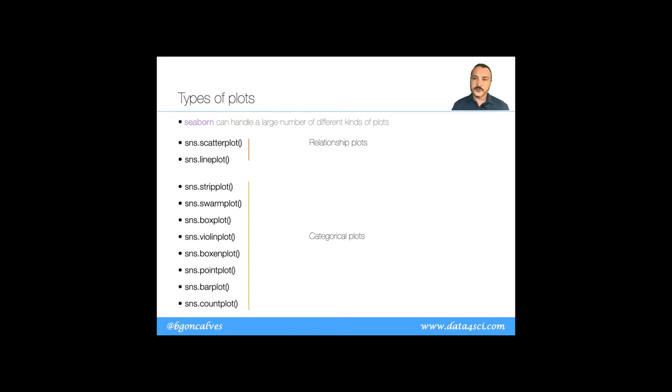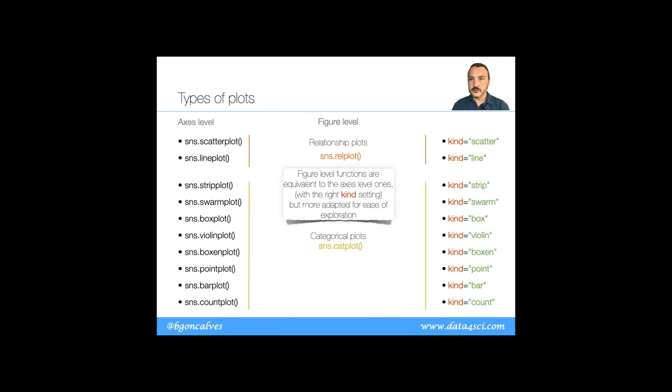And all of these functions that I mentioned so far, that I'm highlighting here in this slide, are what is known as axes functions. And what this means is that they essentially generate a matplotlib axes object, so one specific plot. Of course, one figure can have one subplot or more, and if you want more than one subplot within your figure, then you have to use what are known as figure level functions.